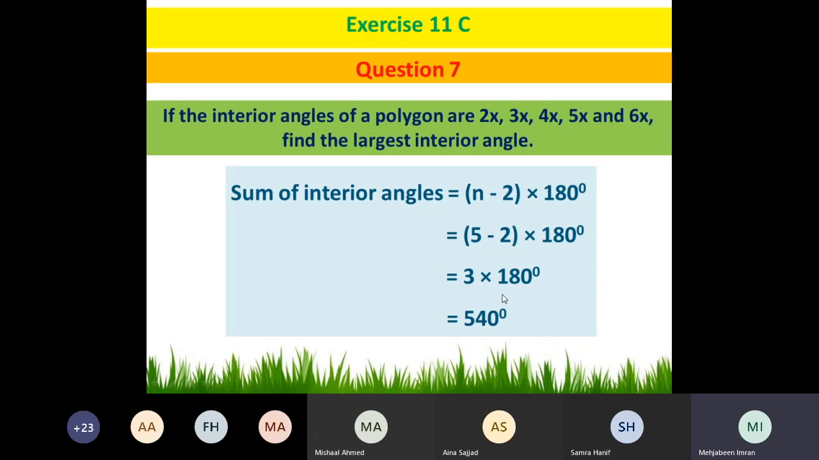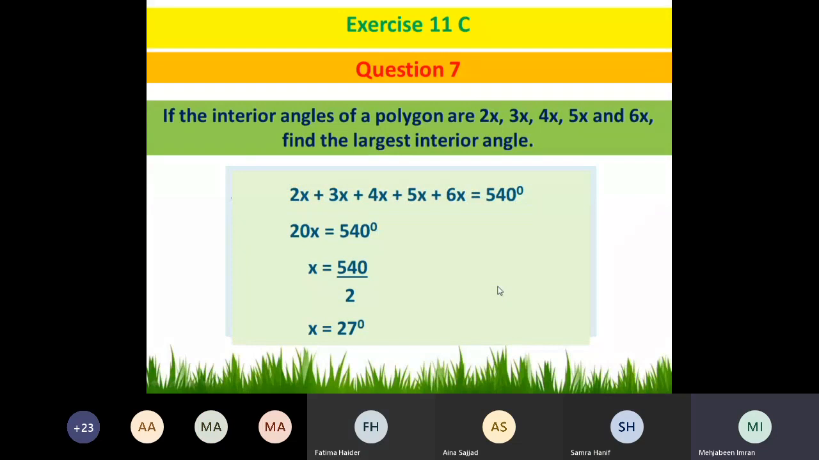Is the first working very clear to you or not? Yes, I found the sum of interior angles because I did not know what the angles would add up to. Is it clear? Should I move? Yes, miss. Okay, who can tell me the next equation? Miss, we will do 2x plus 3x plus 4x plus 5x plus 6x is equal to 540 degrees. Okay, very good. The equation is 2x plus 3x plus 4x plus 5x plus 6x is equal to 540 degrees.